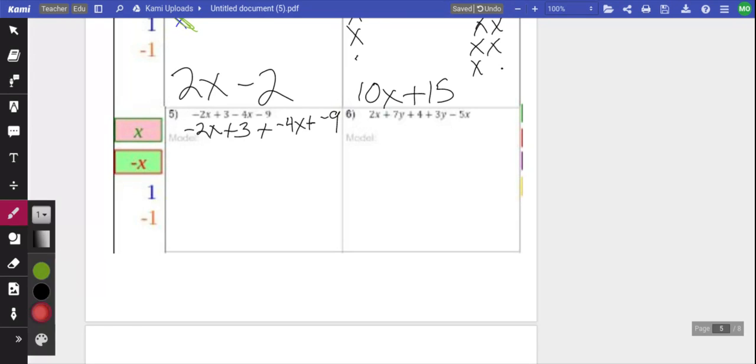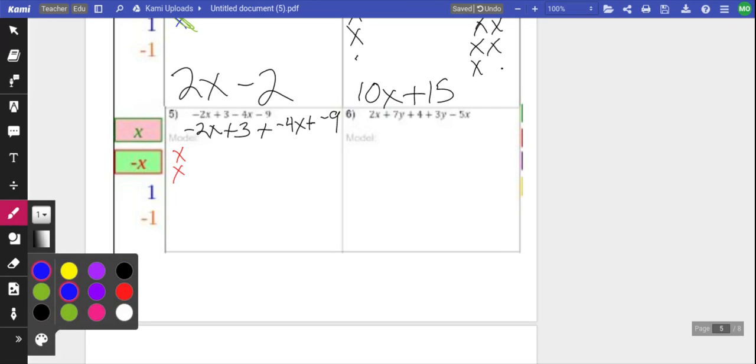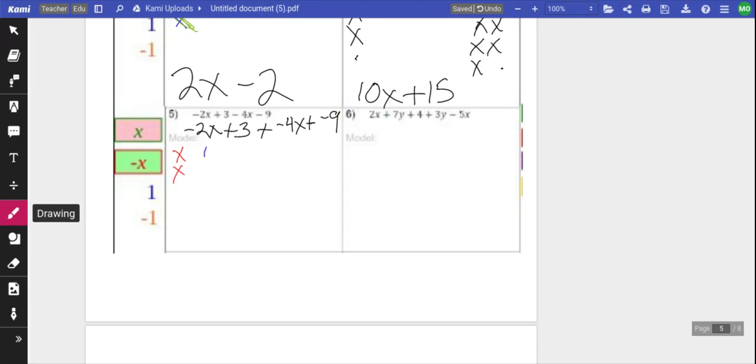So now I know what I need to go in and do. I have a negative 2x here, but then I have some positive 3's. So 1, 2, 3. But then here comes the negatives. 4 x's: 1, 2, 3, 4. And negative 9's: 1, 2, 3, 4, 5, 6, 7, 8, and 9.